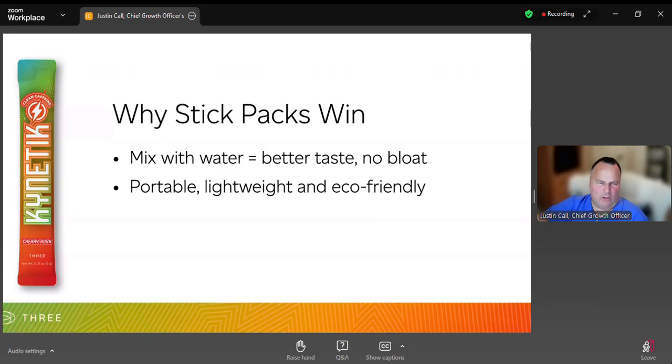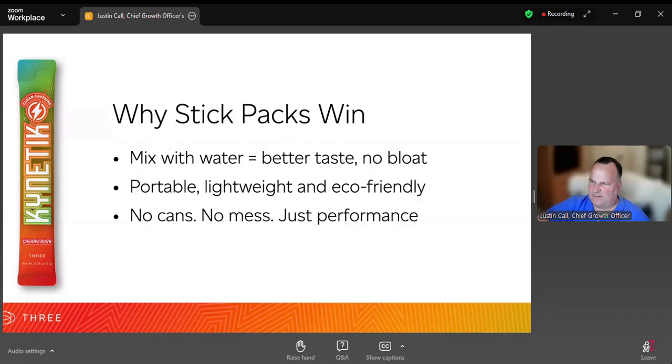Second, it's portable, lightweight, and eco-friendly. So you just toss it in a bag, toss it in a purse, toss it in your fanny pack, whatever it is. Easy to go, and you've got it. My favorite way to take it is in the little 12 ounce water bottles that we get here in our fridge at home. Take a little sip, put that Kynetic in there, and perfect every single time. And again, no cans, no mess, just performance.